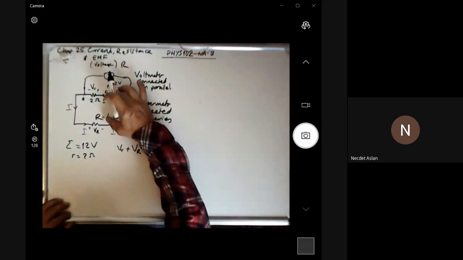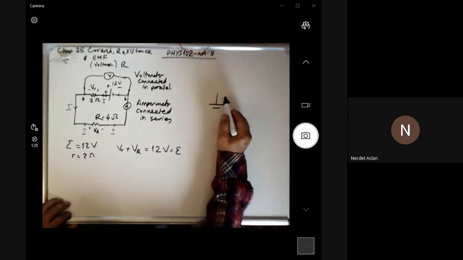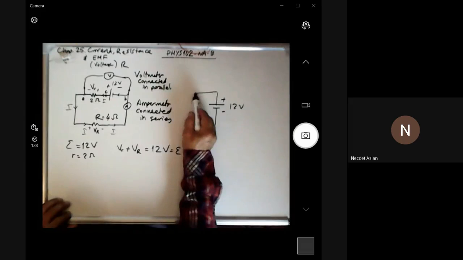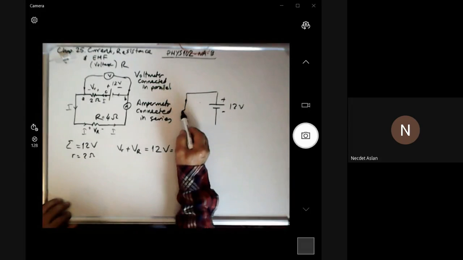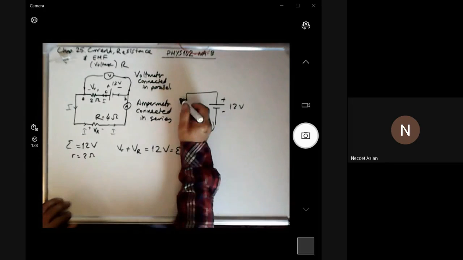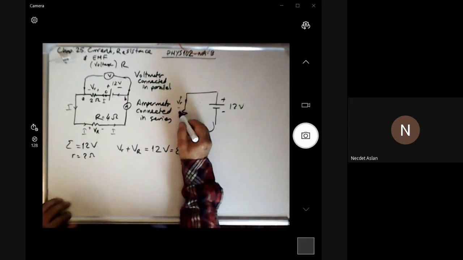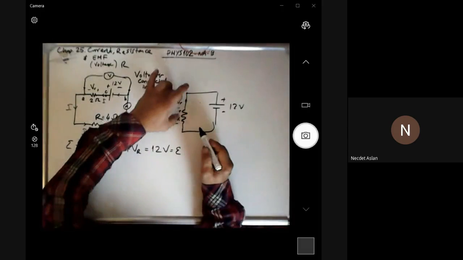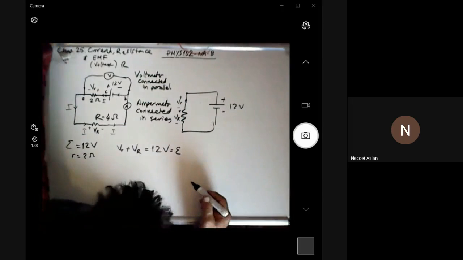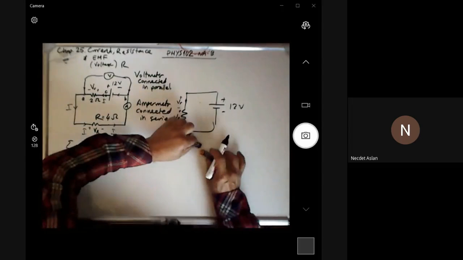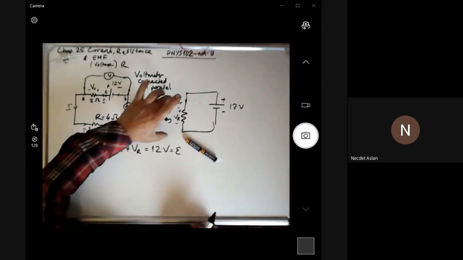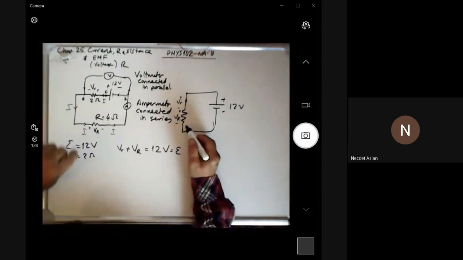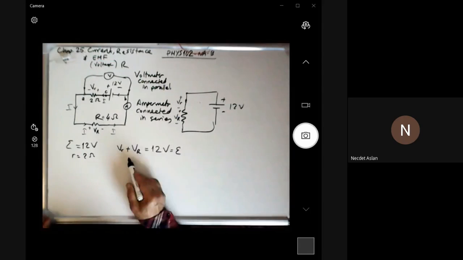So now I will put this power supply here. This is 12 volts, plus and minus. Look what's happening. This small resistance, I will put it here, small resistance and big resistance. So this is plus and minus V small r, and this is plus and minus V capital R. Obviously, the sum of these two voltages, just like when you have a series connection, you have to add the total voltage. It must come up to 12 volts. So V_r plus V_R will be 12 volts.